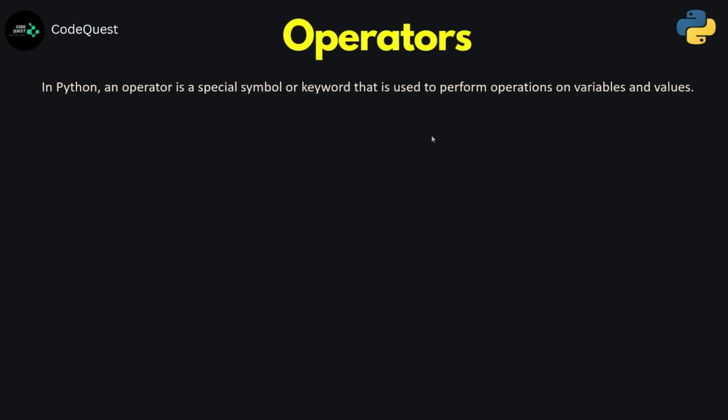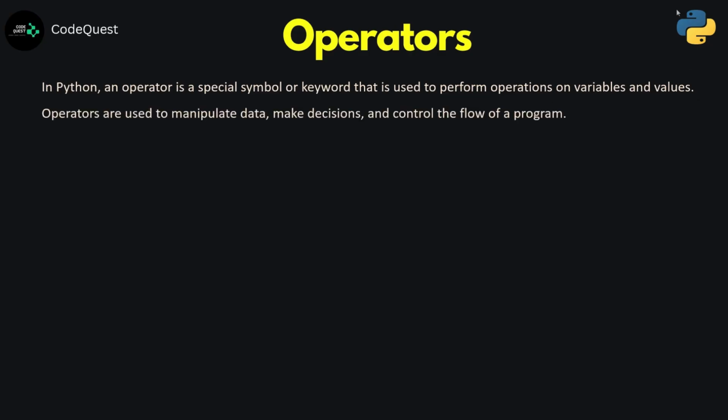Operators in Python is a special symbol or a keyword which is used to perform certain operations on variables and values. Operators are mostly used to manipulate the data, make some decisions, and control the flow of a program.